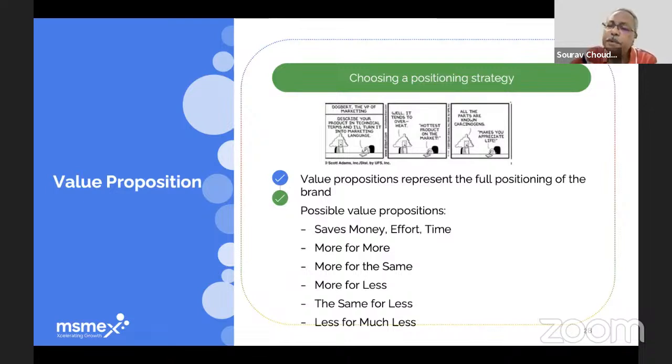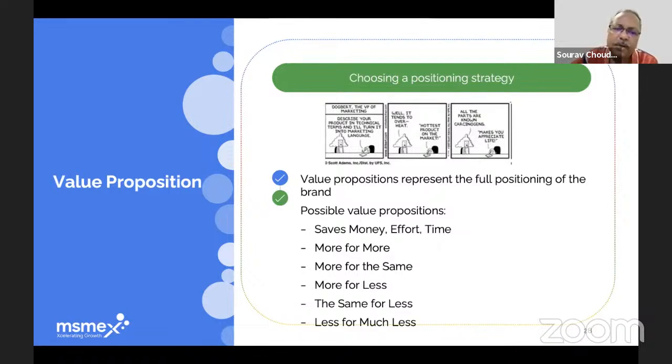Okay. This product gives more for more. It asks for more price, but it gives me much more. This gives me much more at the same price, more for the same. It gives me much more at a lesser price. It gives me the same benefits at a lesser price. It gives me less benefit, but also takes less of price. These are six value propositions that you can think about. I don't think there's anything more.